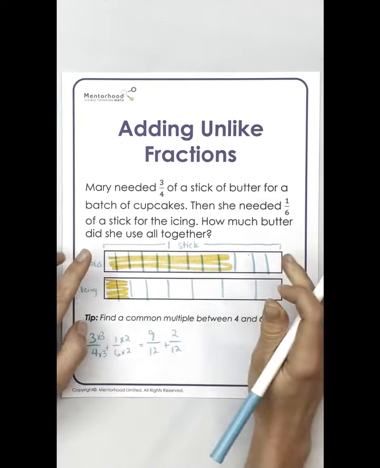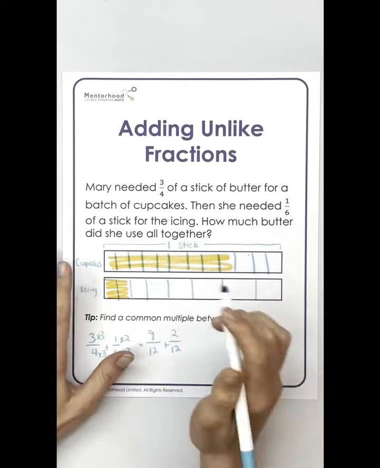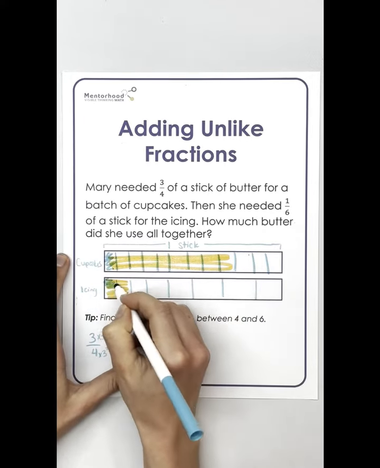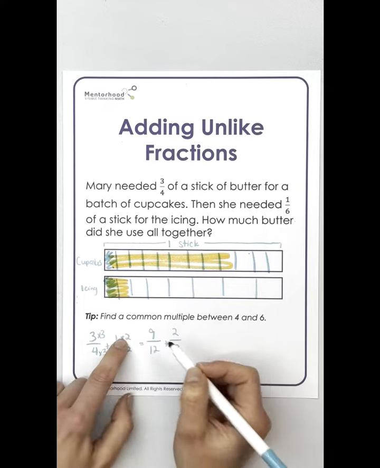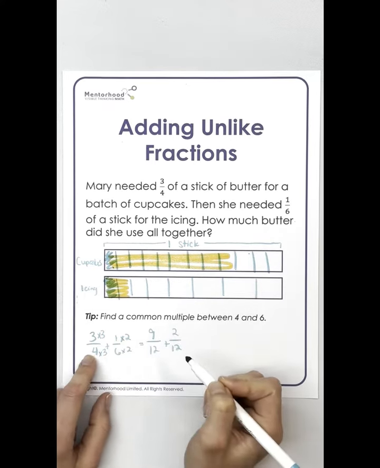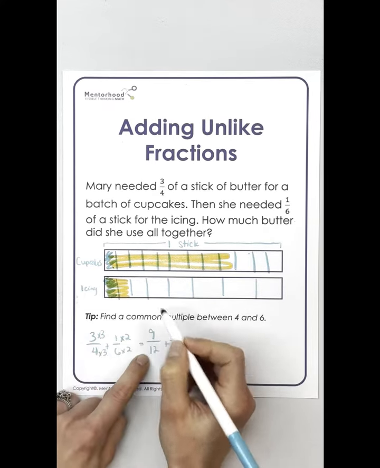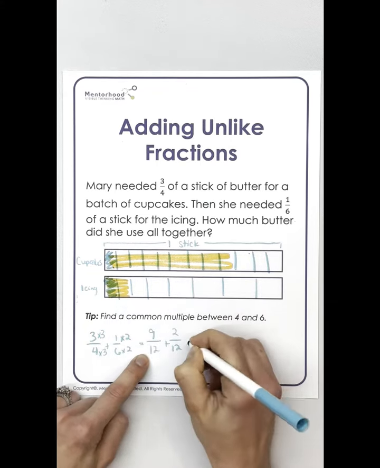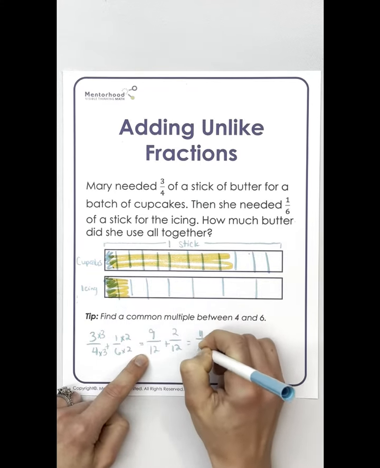So that means that I have 2 boxes now that are split into 12 sections, so all of my 12ths are equal. So now I can simply add 2 12ths, 1, 2, and 9 12ths, 1, 2, 3, 4, 5, 6, 7, 8, 9, 9 12ths. So this is a total of 11 12ths.